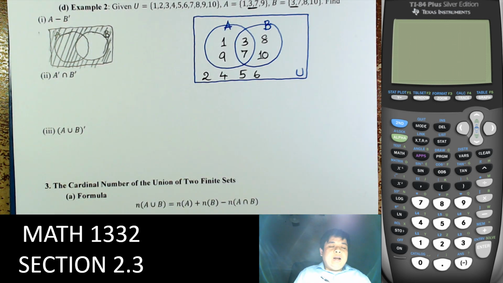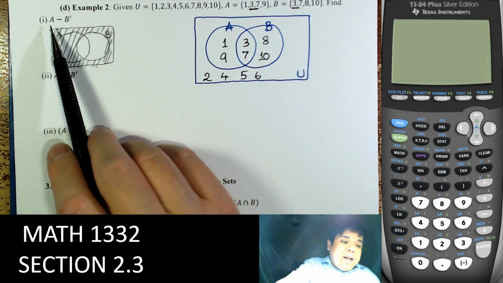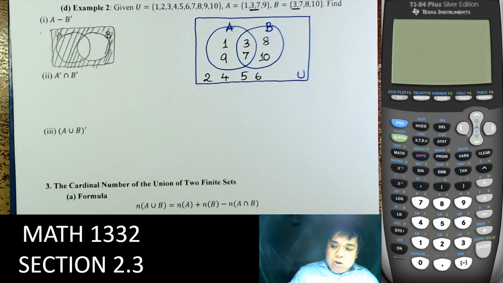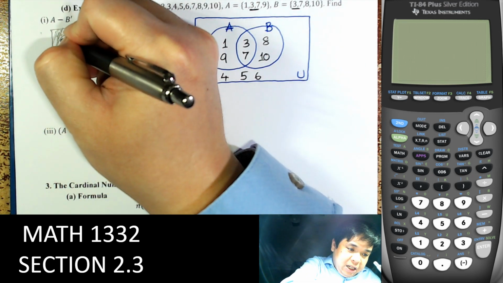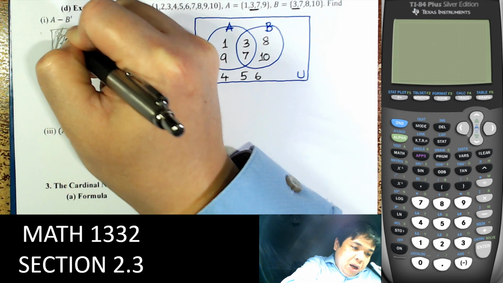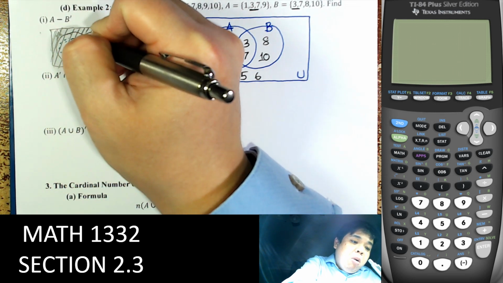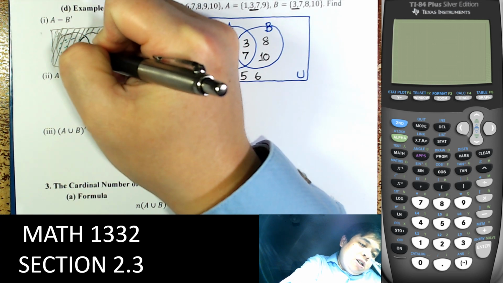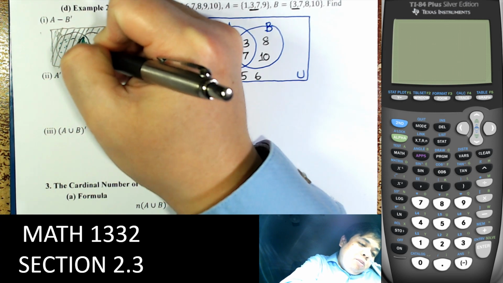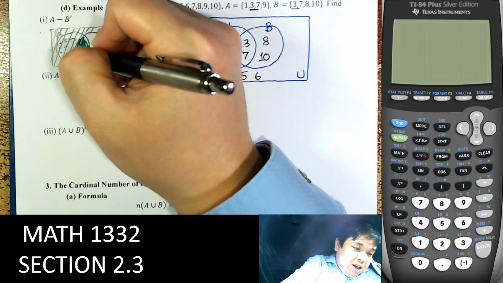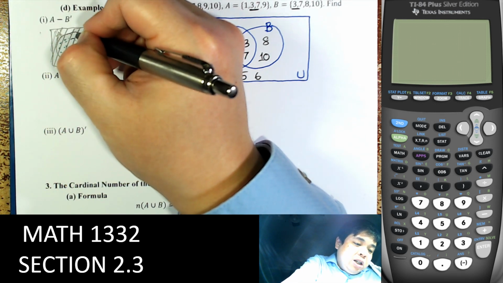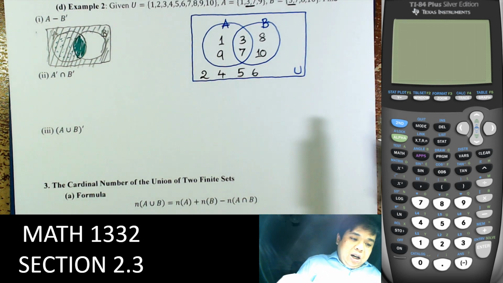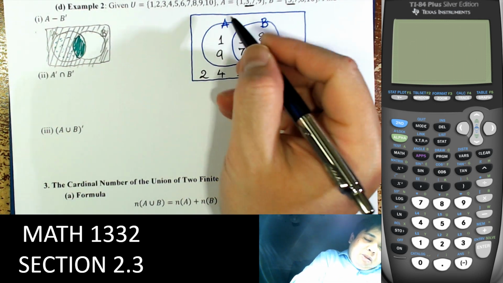Next, this has to be in A, but not in the part we just marked. Meaning that it has to be in A, but it cannot be the part that we marked with the pencil. So we're talking about this one, because that part is in A, but not in the complement of B. So we're talking about the overlap here, which is just 3 and 7.